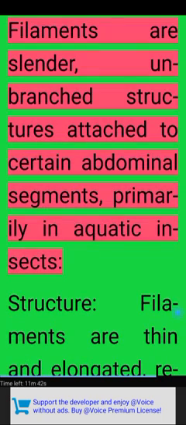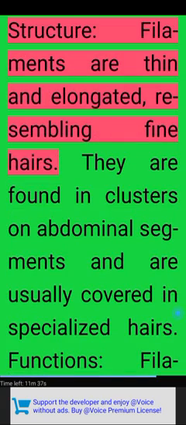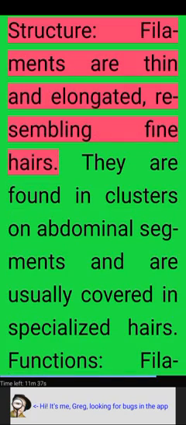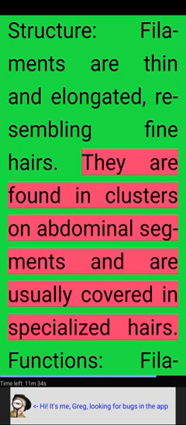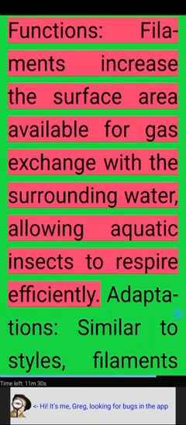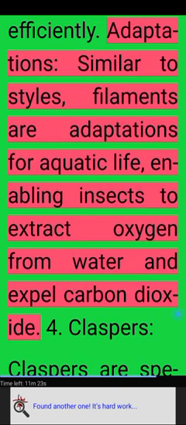3. Filaments. Filaments are slender, unbranched structures attached to certain abdominal segments, primarily in aquatic insects. Structure. Filaments are thin and elongated, resembling fine hairs. They are found in clusters on abdominal segments and are usually covered in specialized hairs. Functions. Filaments increase the surface area available for gas exchange with the surrounding water, allowing aquatic insects to respire efficiently. Adaptations. Similar to styles, filaments are adaptations for aquatic life, enabling insects to extract oxygen from water and expel carbon dioxide.